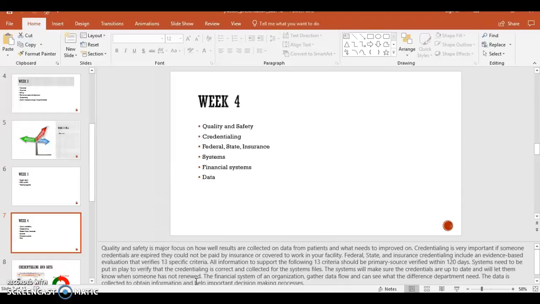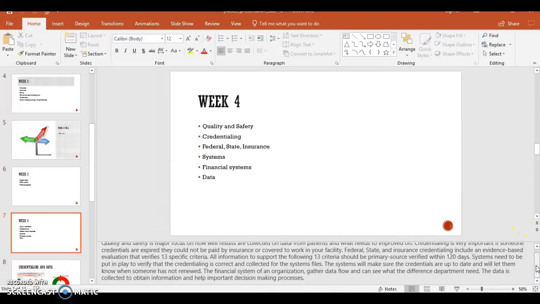The financial system of the organization gathers data and sees how different departments are needed. The data is collected to obtain information and help important decision-making processes.